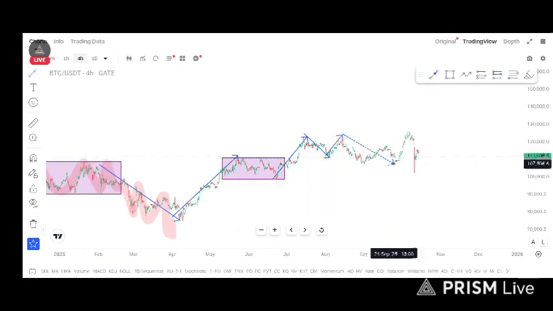This is what the market is doing. Downtrend, uptrend, downtrend, uptrend, downtrend, uptrend, range, downtrend, uptrend, range. Okay, this is what the market is going to be doing all the time. Okay, this is another uptrend.